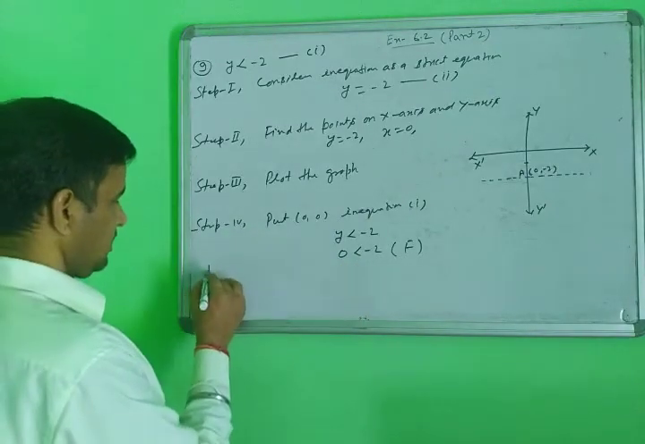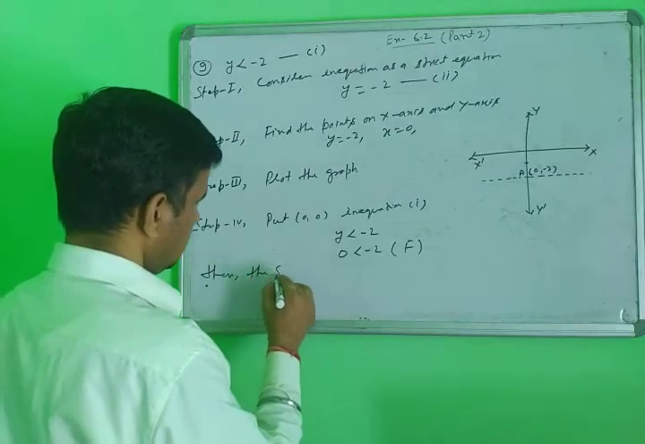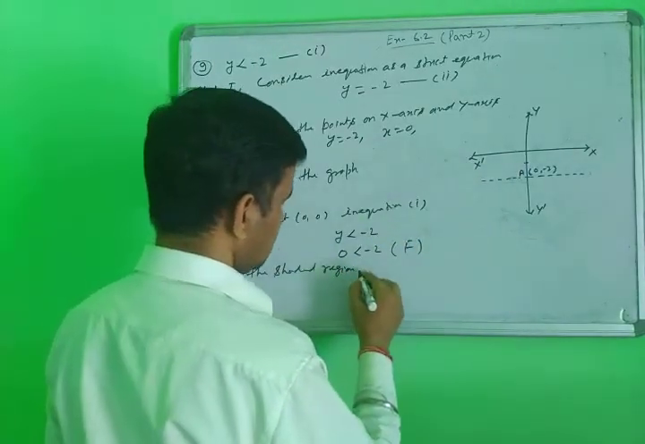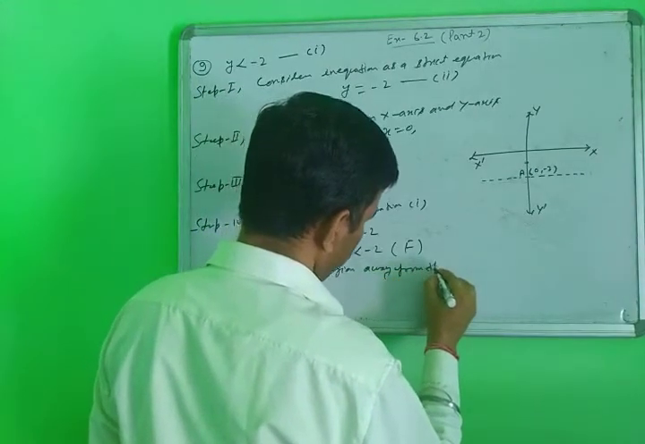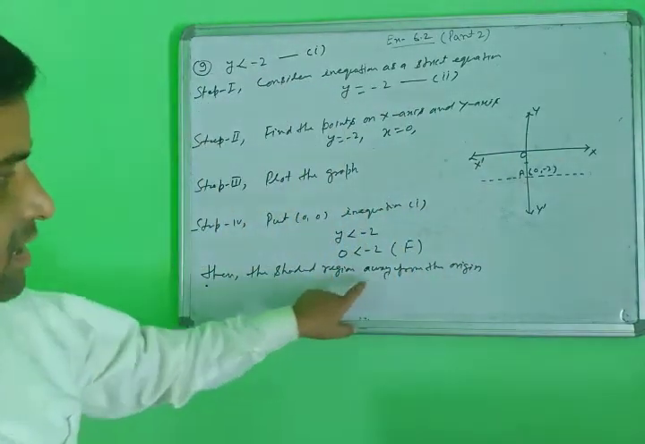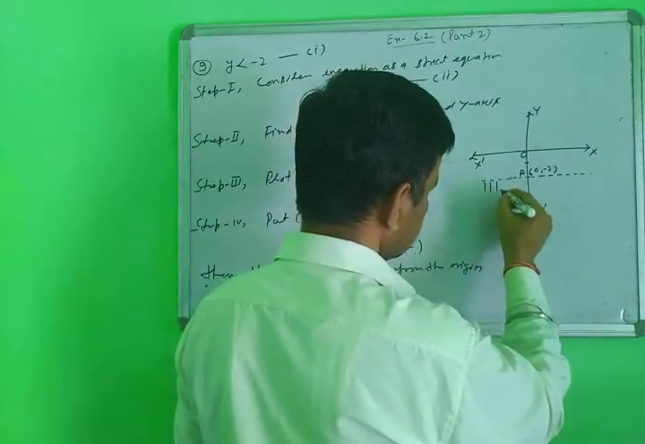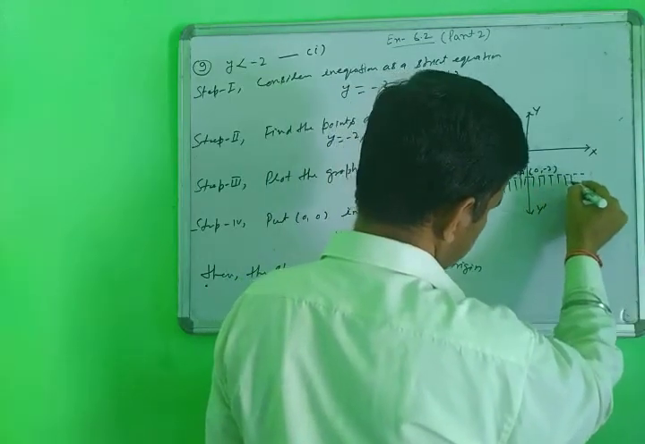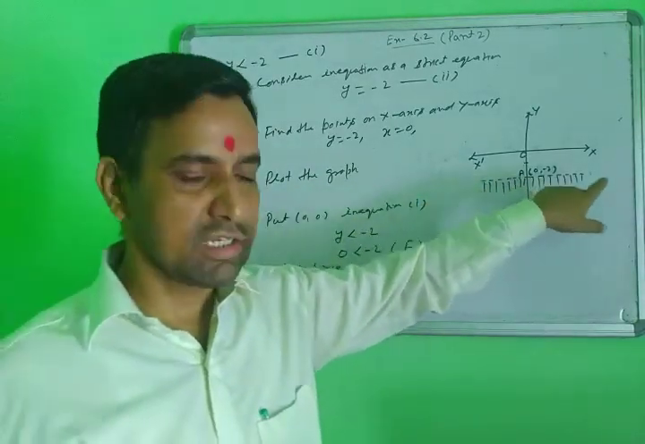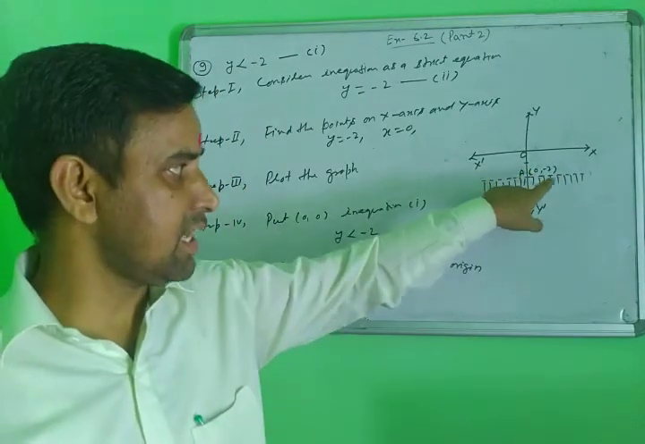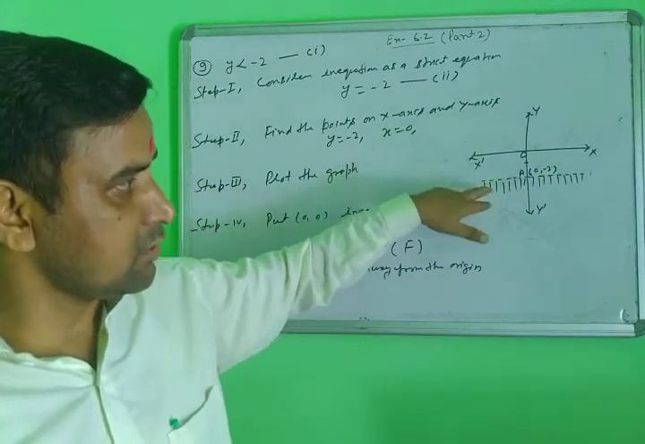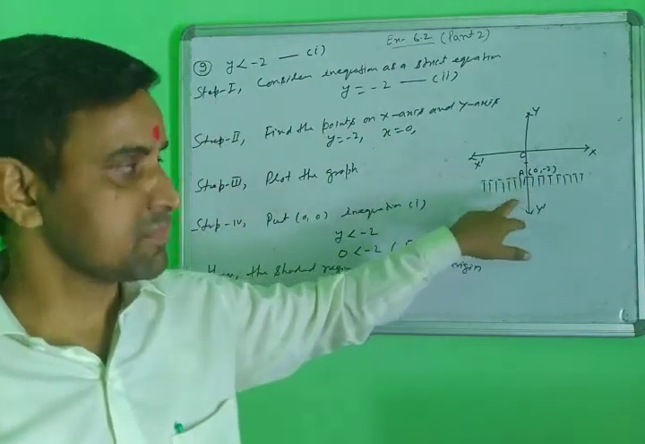So then you can say the shaded region, when the result is false, is away from the origin. This is your origin. The shaded region is away from the origin, so this portion is your shaded region, away from the origin. It means this dotted line is not included in the solution region. After the dotted line, your solution region starts. My dotted line is not included in the solution region.